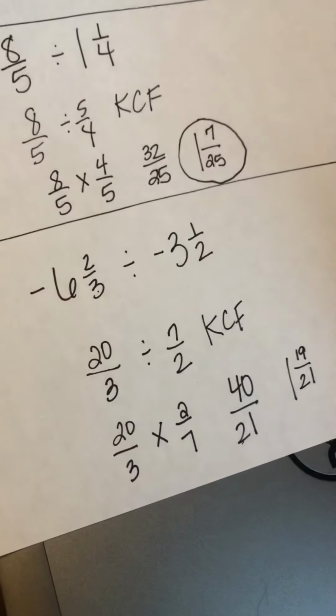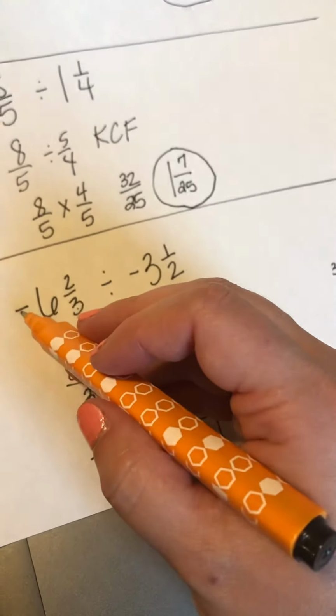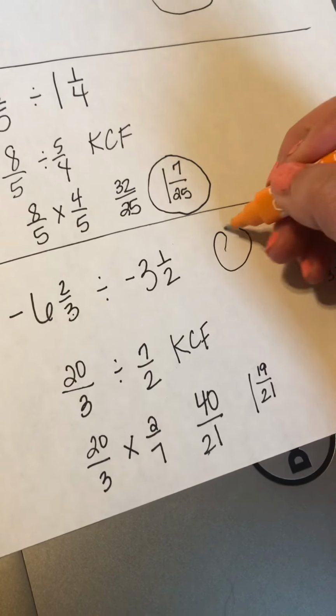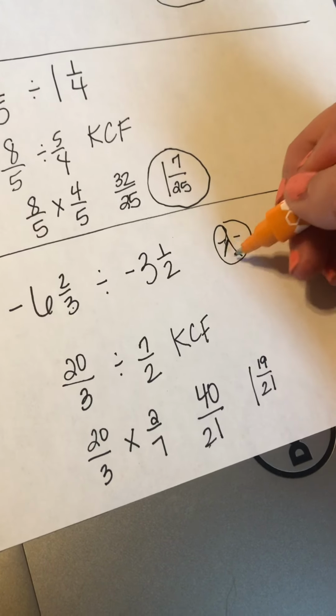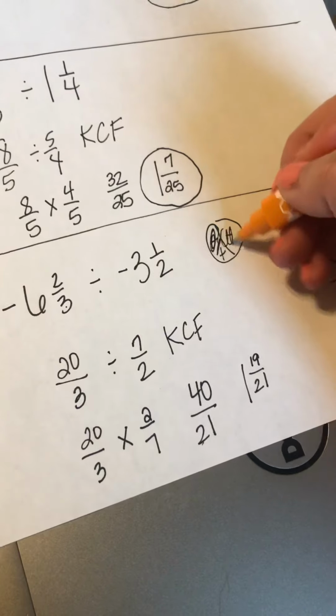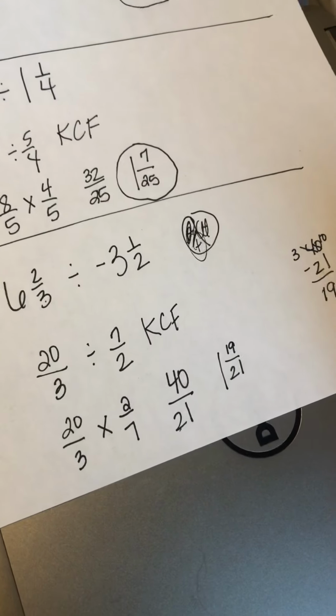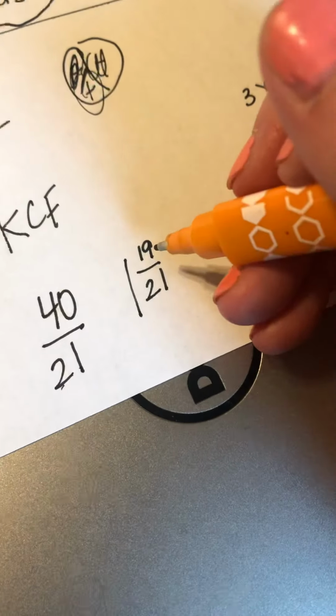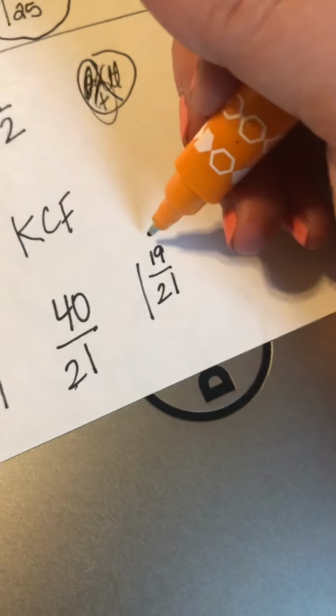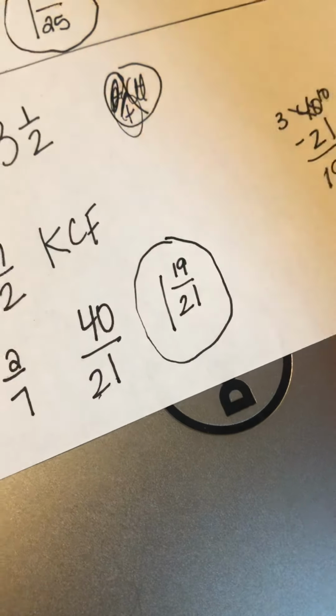Now I'm going to look at Sleeping Man. Negative and a negative. As weird as that is, when you have two negatives being multiplied or divided together, negative and a negative, you actually end up with a positive answer. So my answer is going to be positive. 19 over 21 cannot be reduced. So there is my answer.